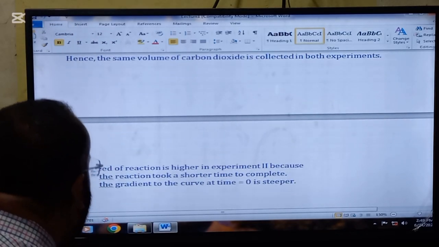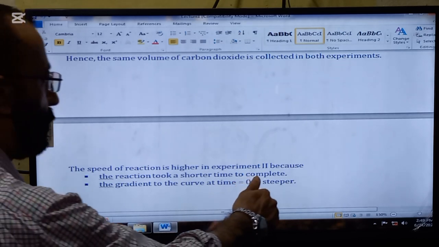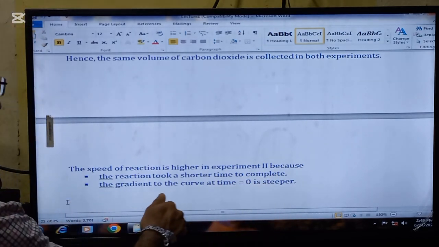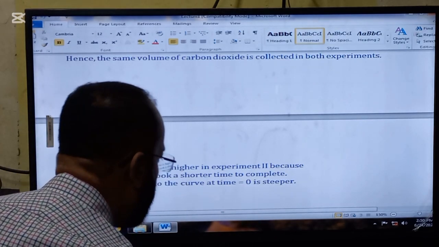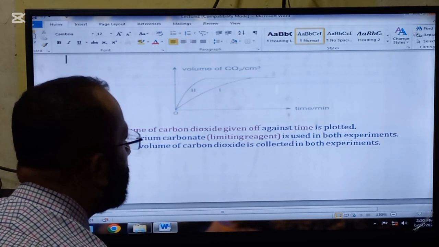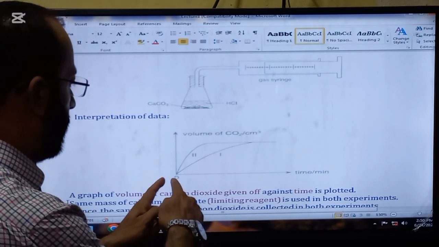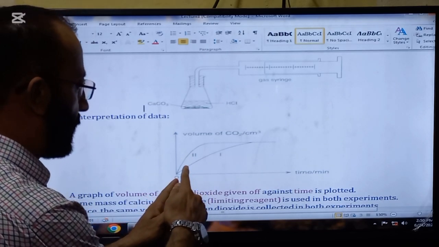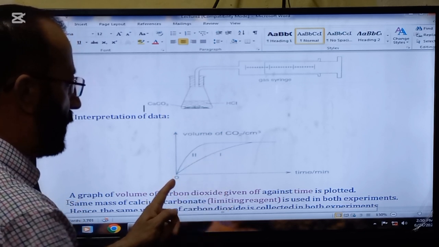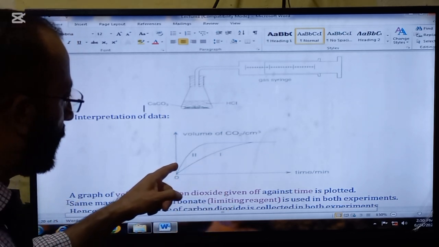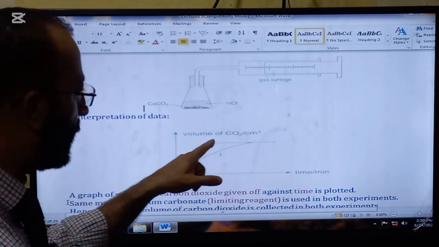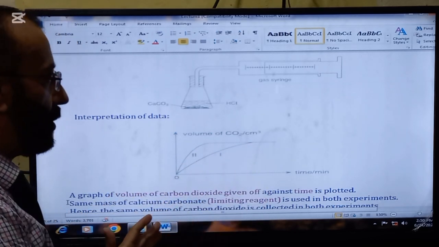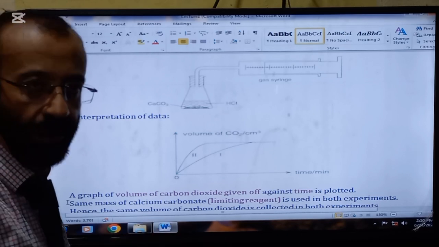The speed of the reaction is higher in experiment 2 because the reaction took a shorter time to complete. The gradient of the curve at time t equals 0 is steeper. So look at the graph again. At time t equals 0, the steepness of curve 2 is greater as compared to the steepness of curve 1. This shows that the reaction in experiment 2 is faster as compared to experiment 1. So this was the effect of the concentration.